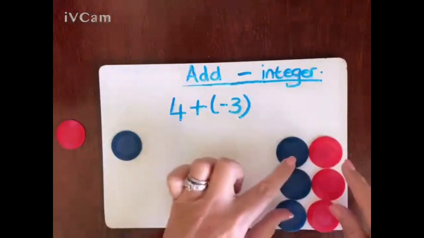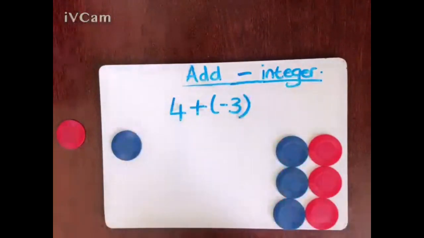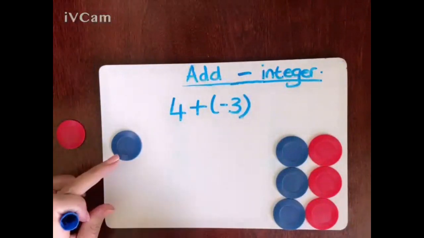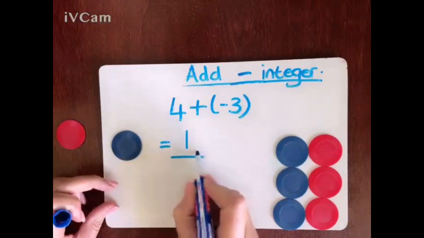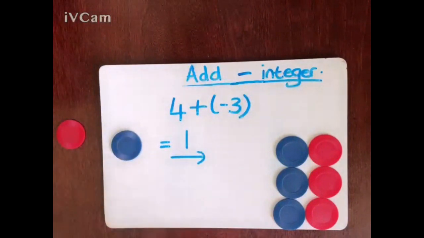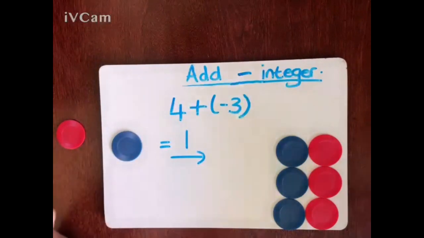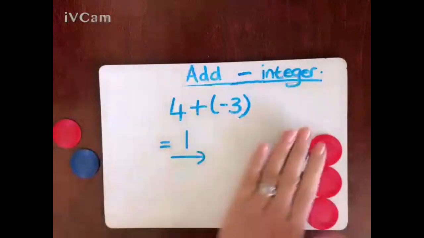And I know that the 0 pairs value is 0. So these 6 are all zeros. So what am I left with? I'm left with one blue one, and I do not need to write the plus before the 1 because mathematicians decided that we do not write the plus 1 there. Right, so I'm left with one positive.